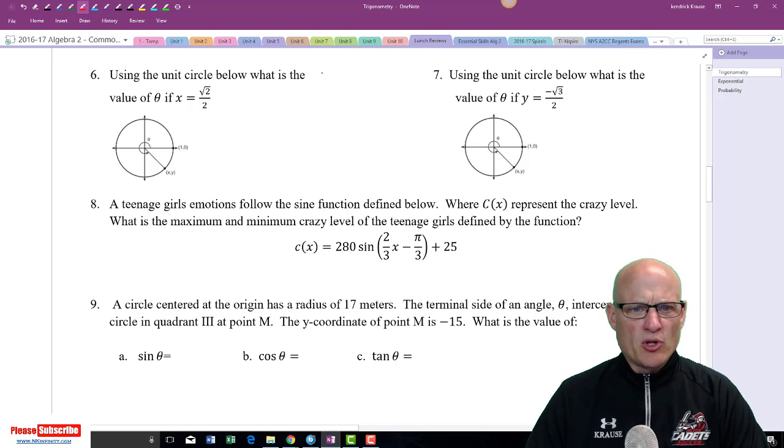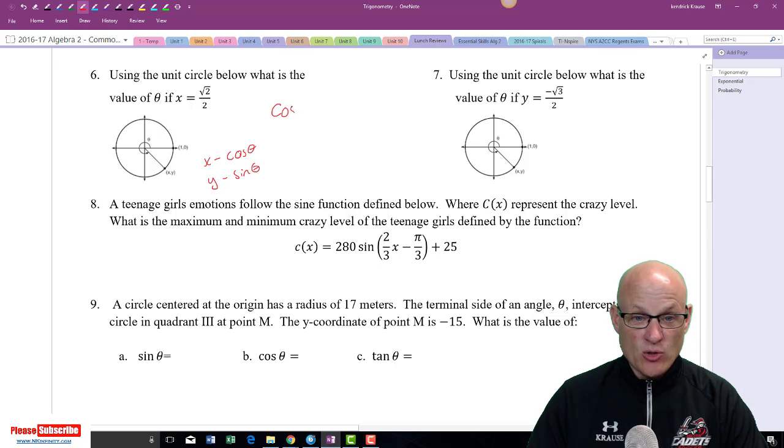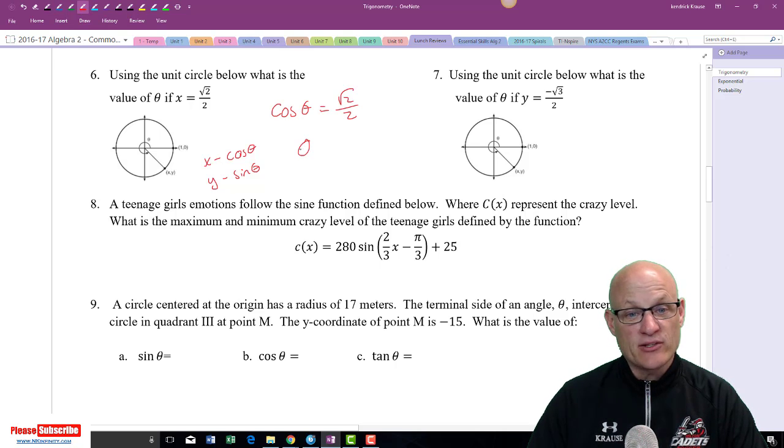Using the unit circle below, what is the value of theta? Since this is the unit circle, x is cosine and y is sine of theta. So what they're saying is cosine of theta is equal to the square root of 2 over 2. Well, you need to know that that means it's a reference angle of 45 degrees.